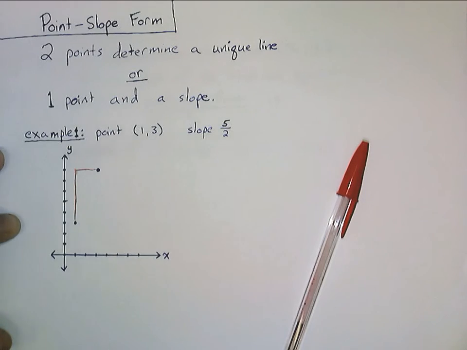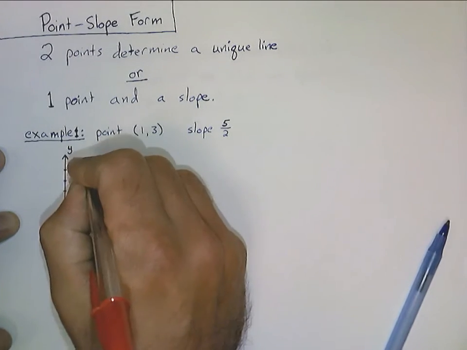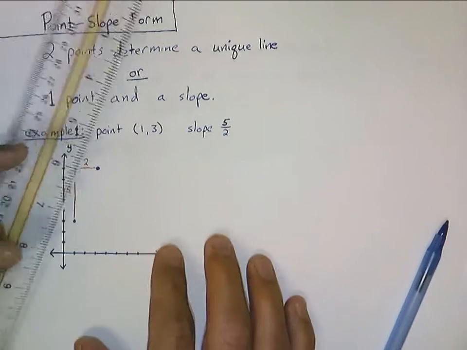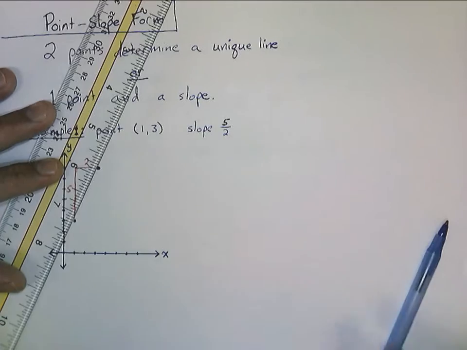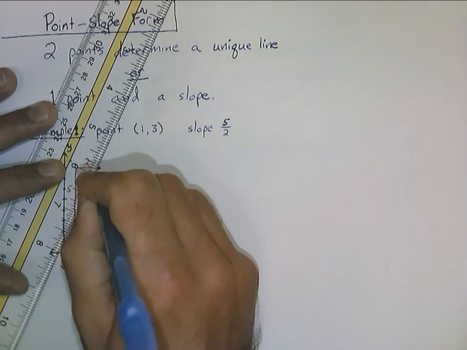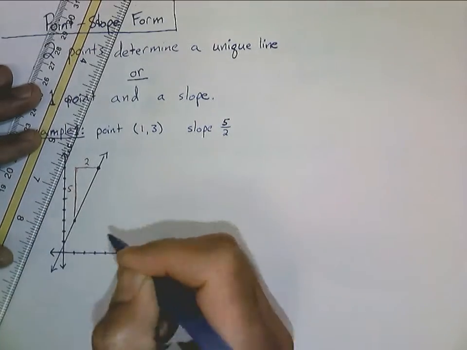Great. And then once we have our 2 points, after following our slope of 5 halves, then of course we just connect those 2 points, playing connect the dots here, and there is our line. Wonderful.